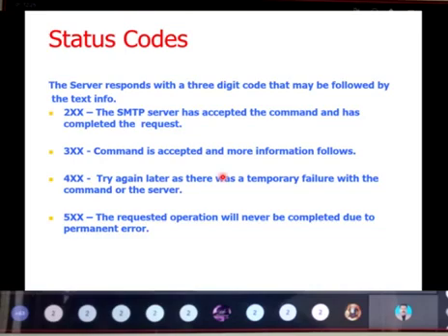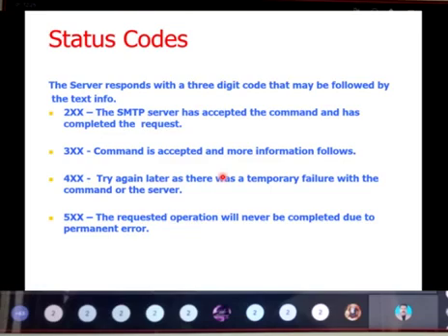Next, 4xx. So, try again later. 4xx intimates the message try again later, as there was a temporary failure with the command of the server. Next, 5xx. The requested operation will never be completed due to a permanent error. So these are the status codes that indicate some information.